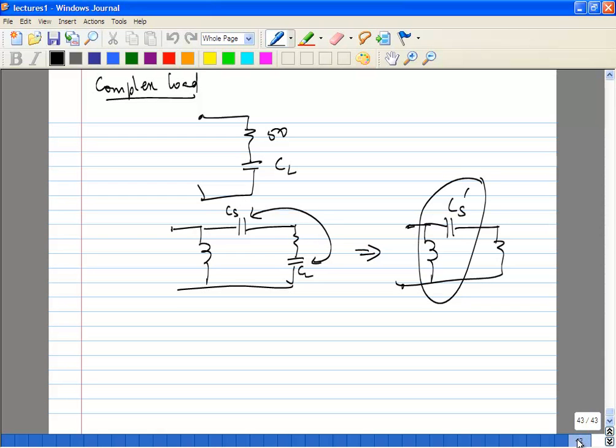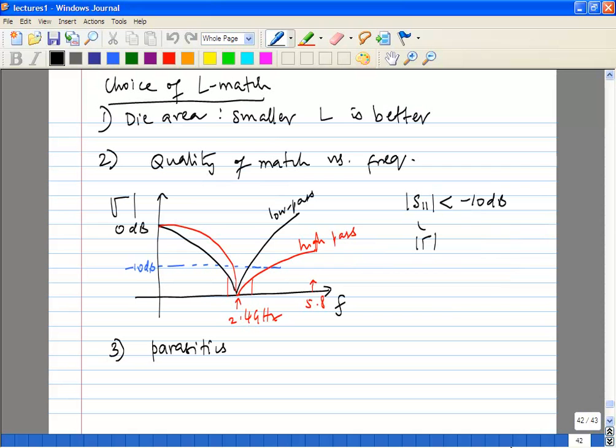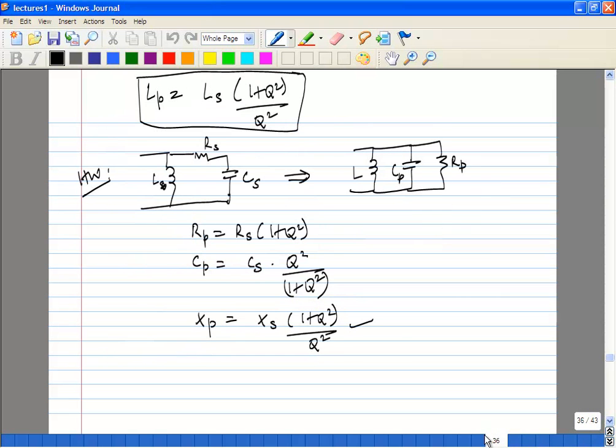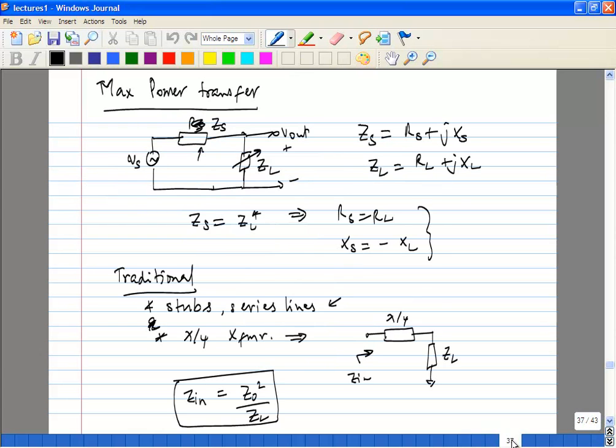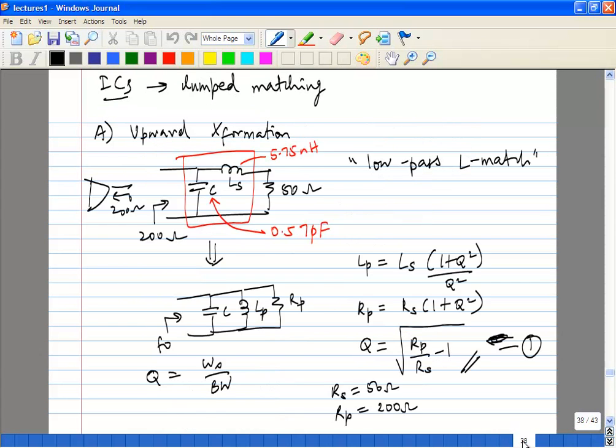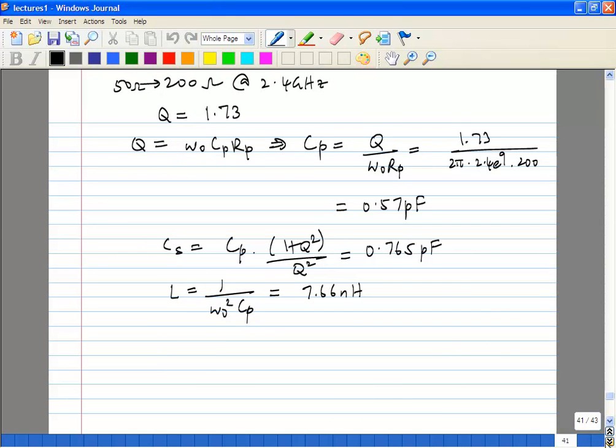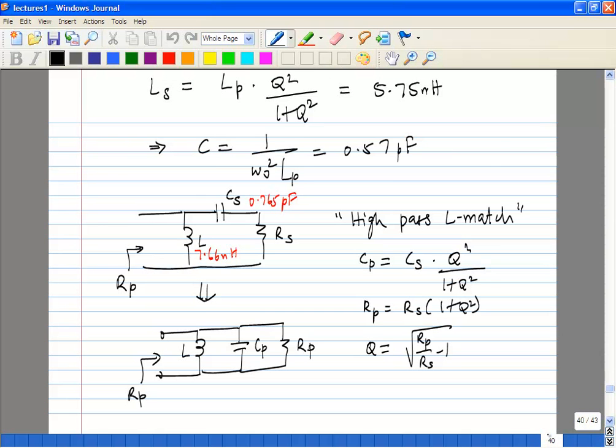So what did we do last week? We looked at two kinds of matches, right? Let me see if I can find the right page. Okay, we did two kinds of upward transformations. One was a low pass L match. We found out the values and how to calculate that. The next one was the high pass L match, if I'm not mistaken. Let me see if I can find it. Yeah, this is the high pass L match. We looked at both of those.